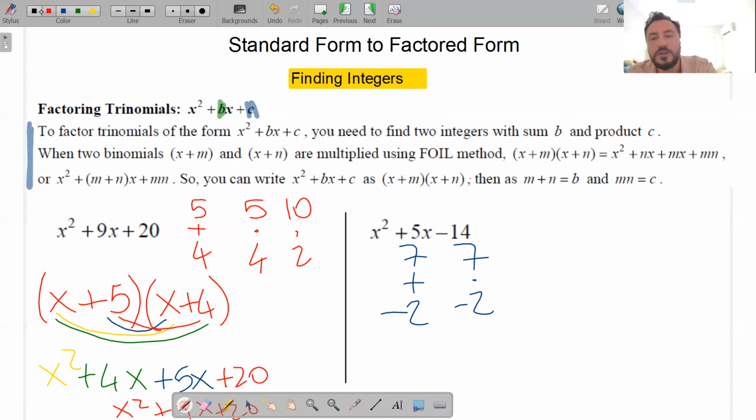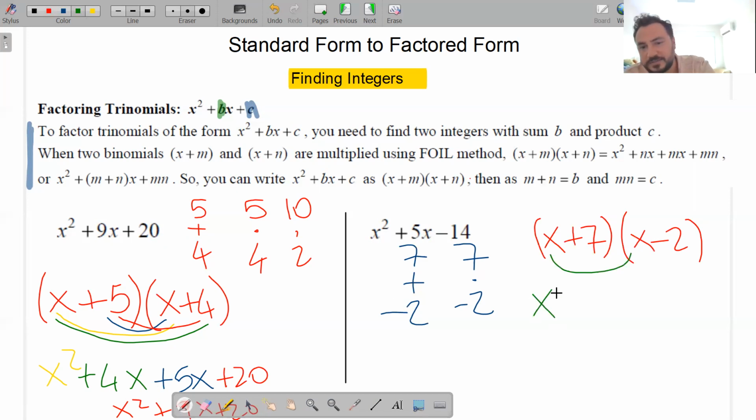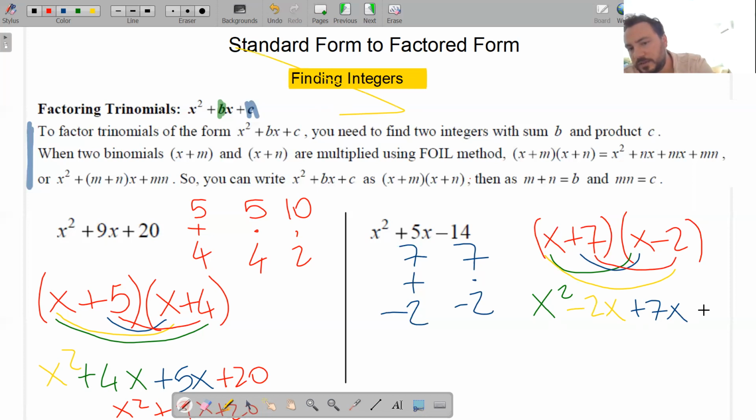That's it. And now you know that your binomial will look like this: x plus 7 multiplied by x minus 2. Now you can do your proving. It's x times x, which is x to the power 2. x by negative 2 is going to be negative 2x. 7 by x is going to be plus 7x. And the last one, 7 by negative 2 is going to be negative 14. You do the sum and get x to the power 2 plus 5x minus 14.